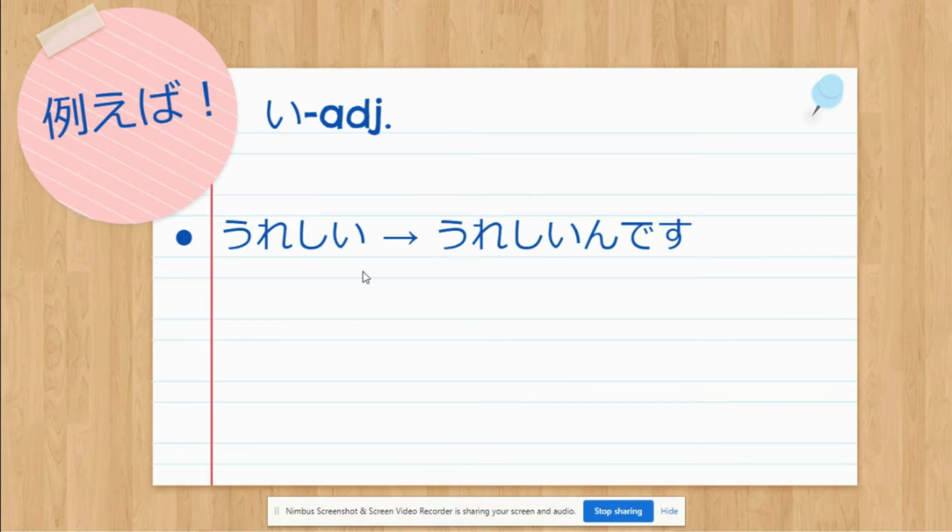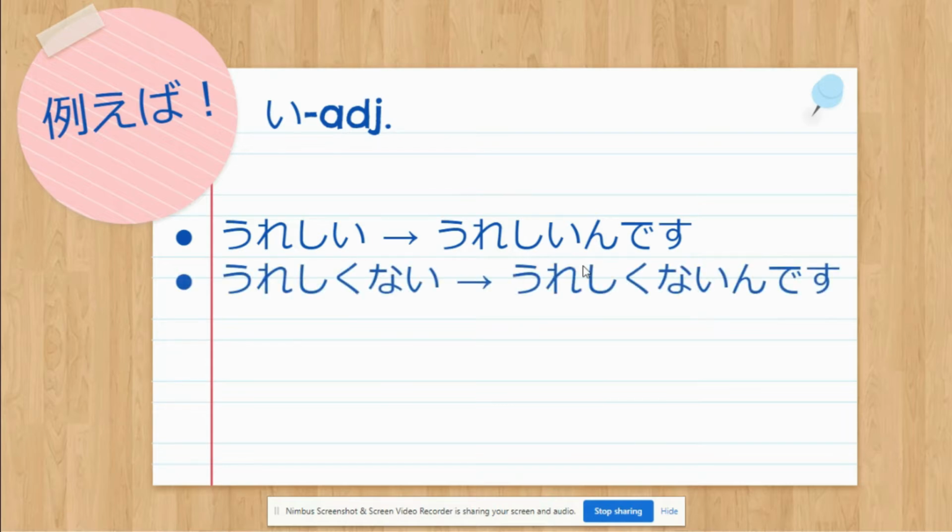Ureshii, which means happy. Ureshii, you just have to remove this. So once you remove this, you just go ahead and add en desu, ureshiin desu, without removing any i. Next one is ureshikunai. That is negative. So you just have to add en desu to make it to its en desu form. Ureshikunai desu. You have to remove the i because every time we conjugate i adjective to its negative form, we remove i and add kunai. That's why it is ureshikunai desu.